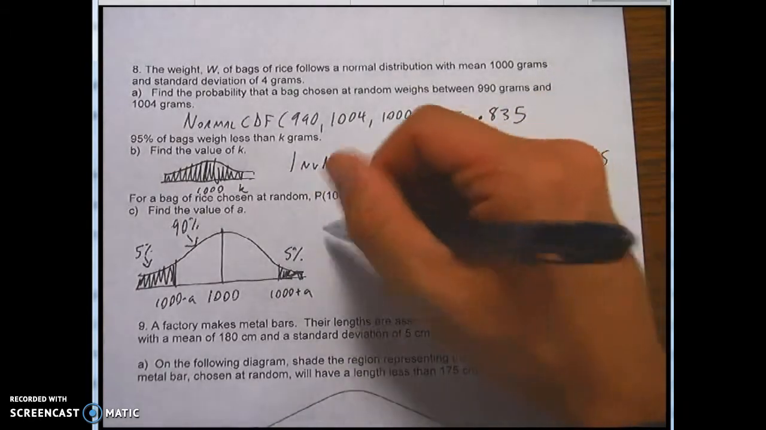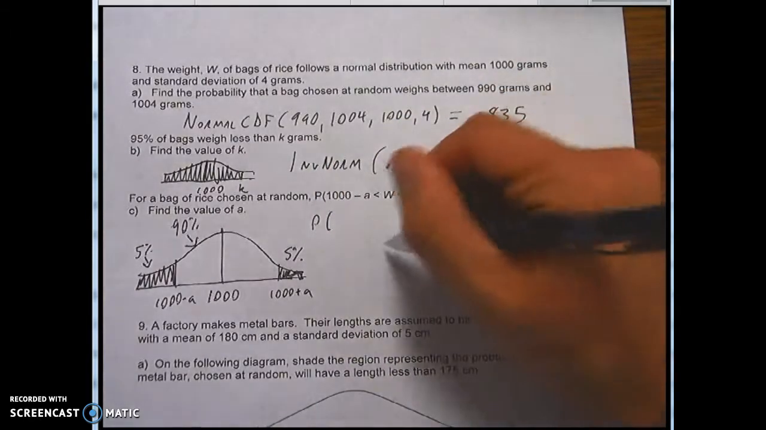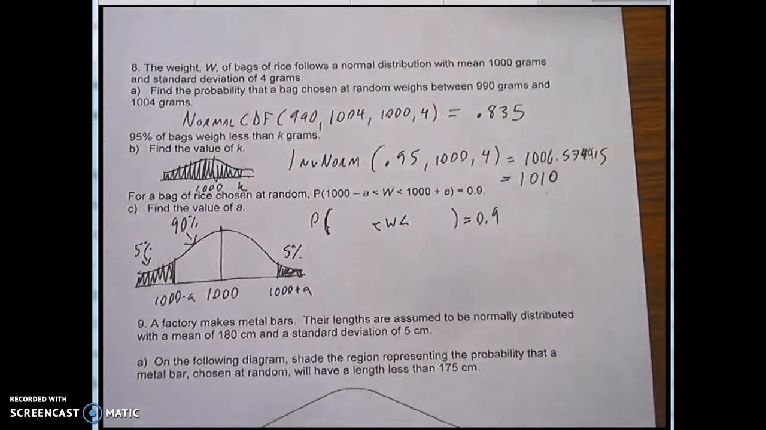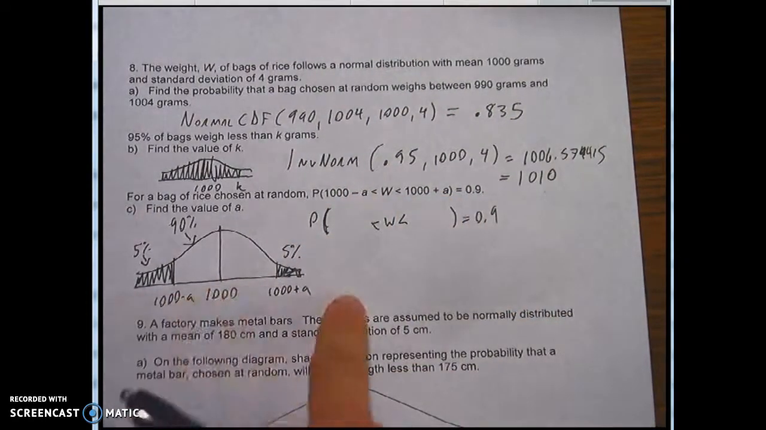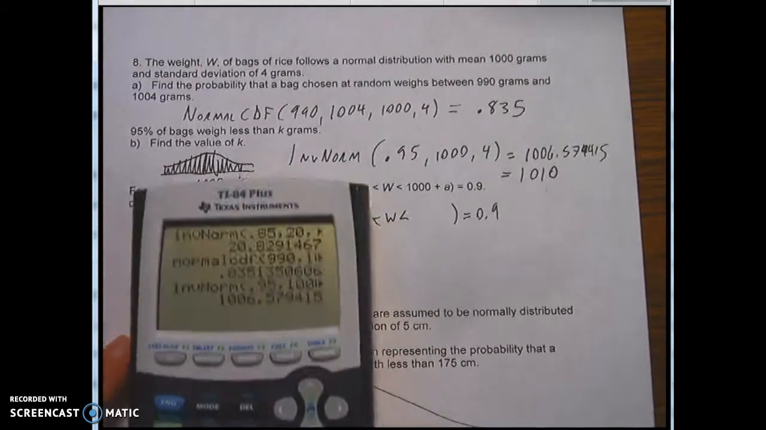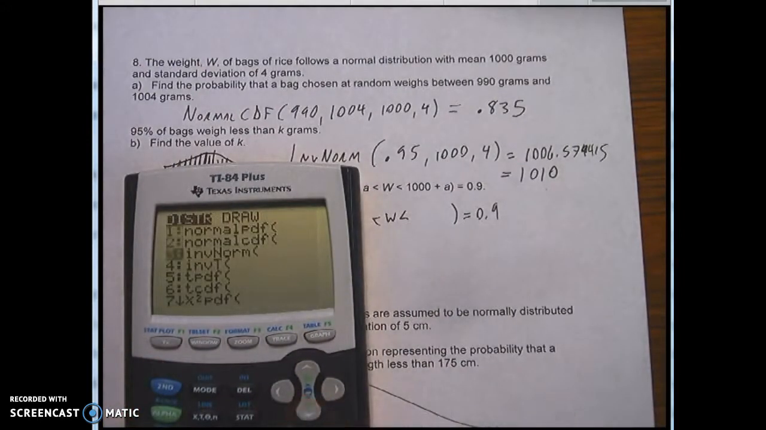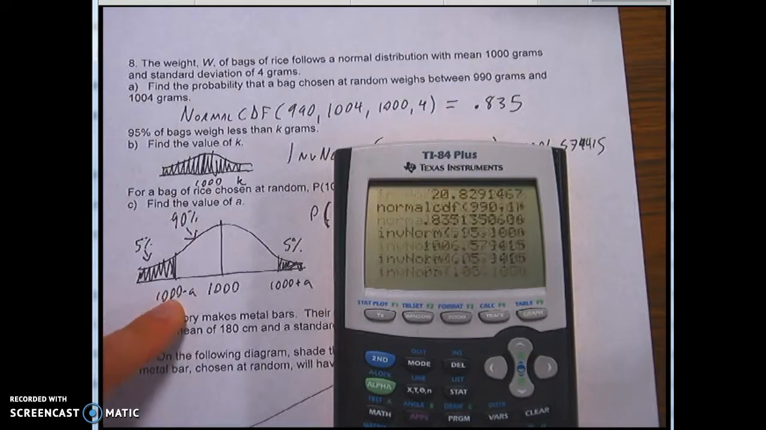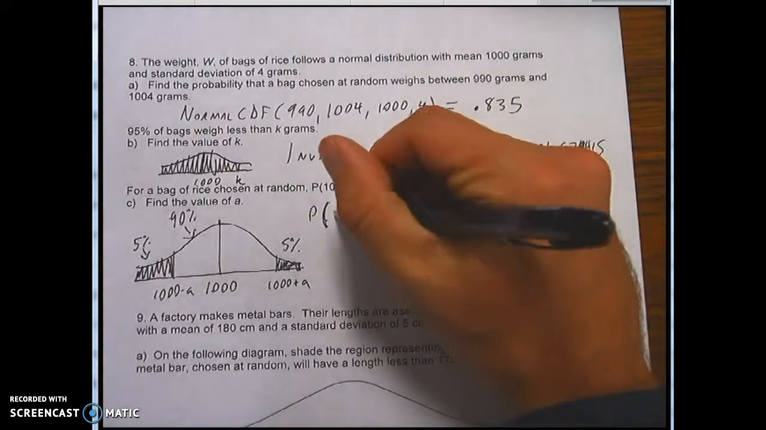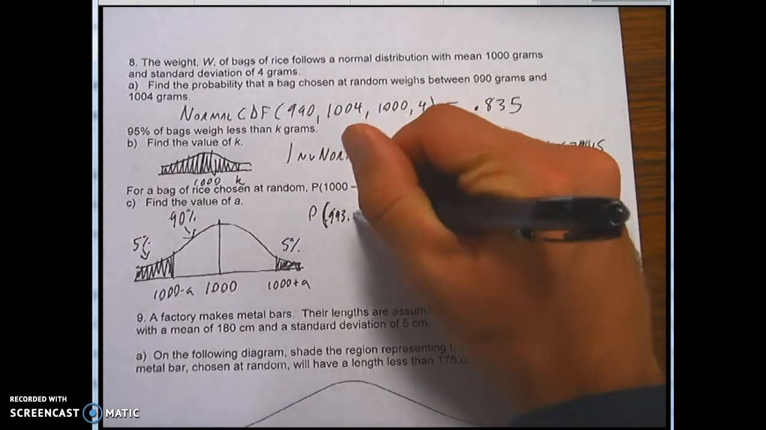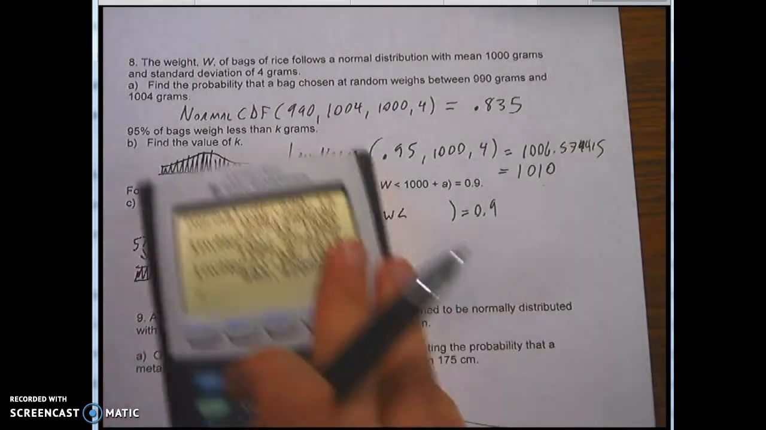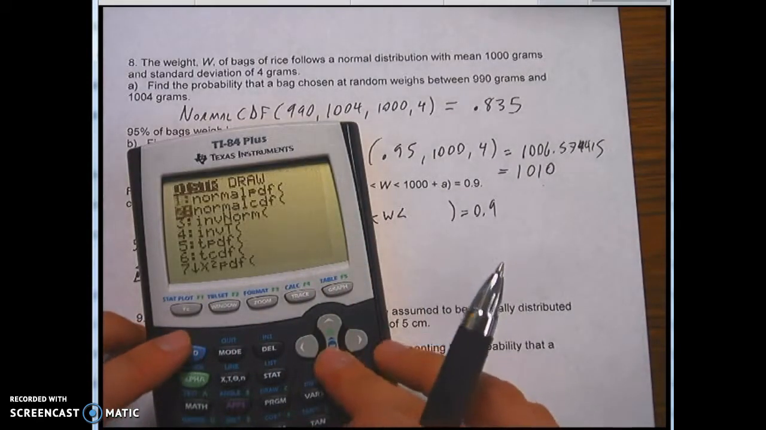So I'm just going to rewrite this statement here. I'm going to keep the W. I'm going to keep the 0.9. Well, I'm going to figure out what these two values are by using the inverse normal calculation here. So let's do the one on the left first. Distribution, inverse normal. Now looking at my picture, this one is 5% below, so I'm going to put 0.05. Keep the 1000, keep the 4. That value right there is 993.42 whatever.